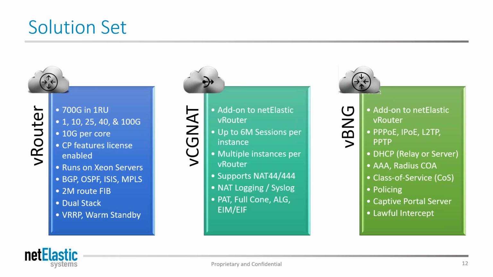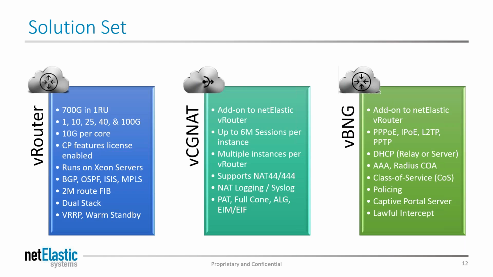The virtual CGNAT is a piece of software that lays on top of the vRouter and gives you up to 6 million sessions of CGNAT per instance. And of course, you can run multiple instances on a single vRouter. We support NAT44 and NAT444. We do NAT logging, syslog, and a number of other features like port address translation, full cone support, application layer gateways, endpoint independent mapping and filtering, and a number of other key CGNAT features that you might require.